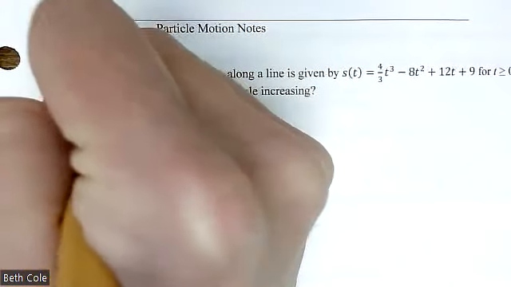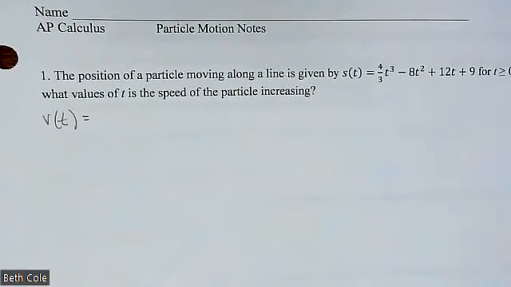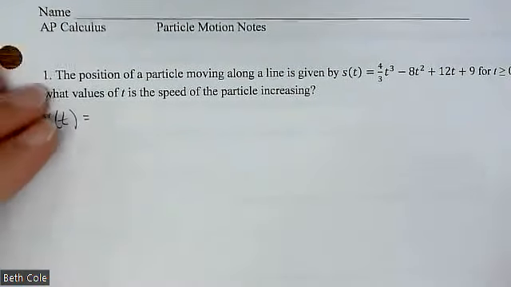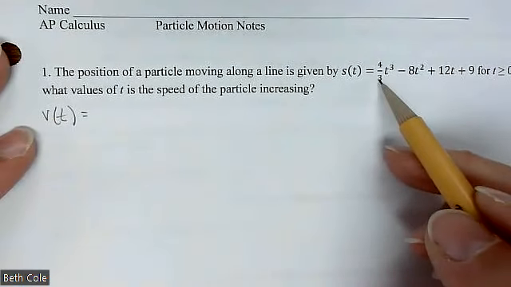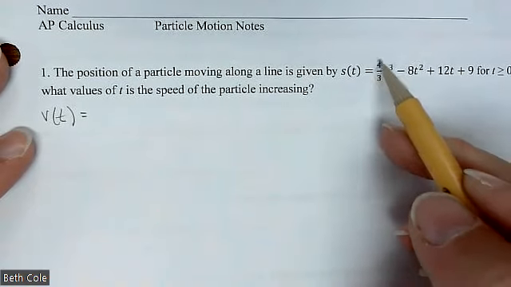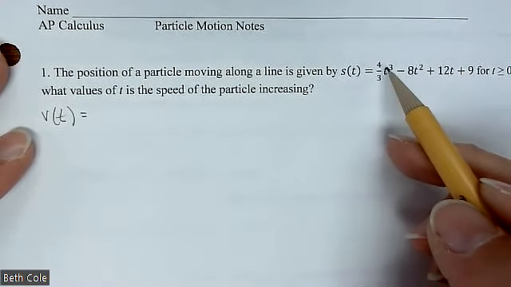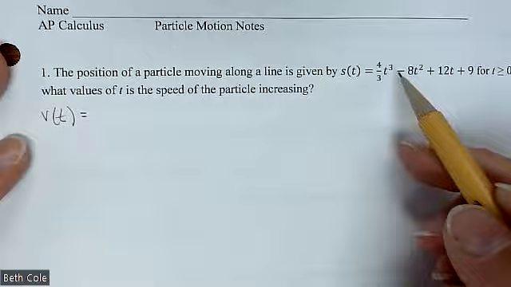So let's find velocity. So what is your velocity equation? Derivative of this, which would give us what? We've forgotten how to take a derivative. 4t squared, there we go. The 3's cancel.